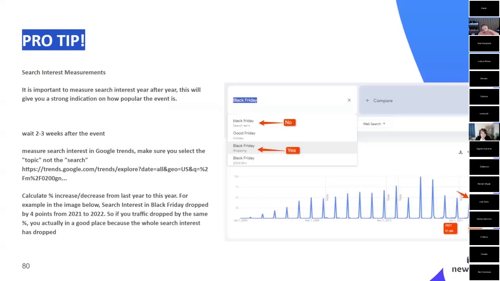I spoke about this, right? Wait 2 to 3 weeks after the event, and Google Trends will tell you how popular this event was versus last time. If you're doing a year over year or event over event comparison, you will notice, for example, this is for Black Friday, and this was 2023. The traffic showed much less interest than 3 years ago. So you can't compare me to my traffic 3 years ago because the demand was not there. It was half the demand 3 years ago.